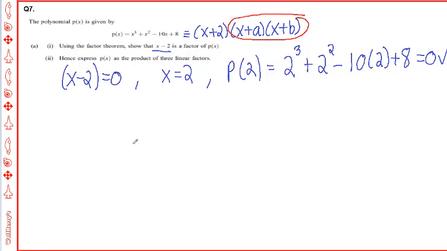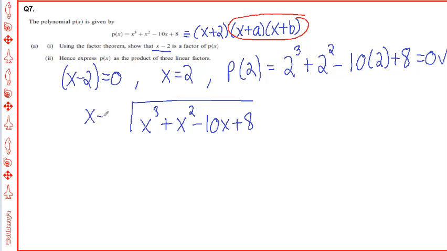Now, long division is when we take our original equation, which is x to the power 3, plus x squared minus 10x plus 8, and then we divide by one of the factors that we have, any factor. We only have this one here, we don't have these two. Let's go ahead and divide by that one there. Now, the way that we're going to do a long division is as follows.